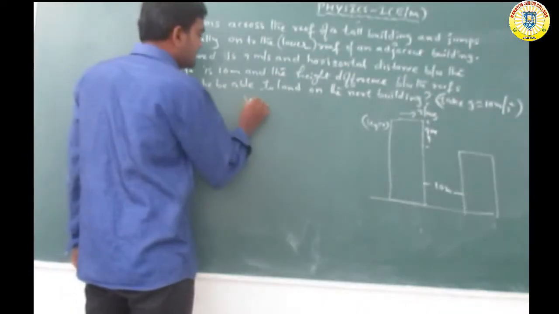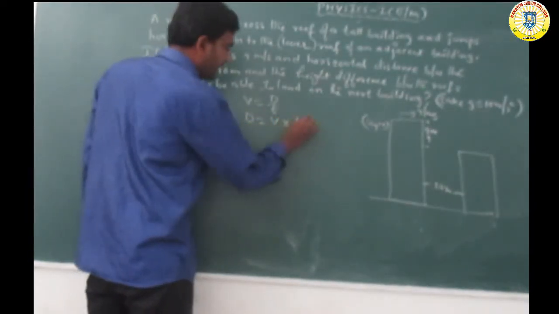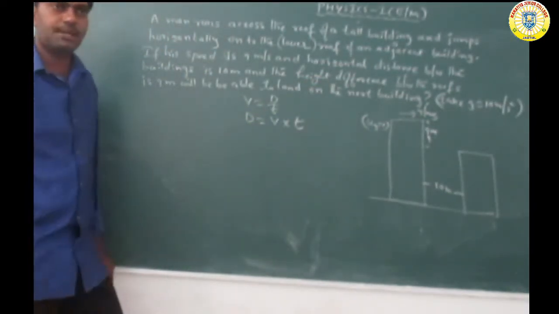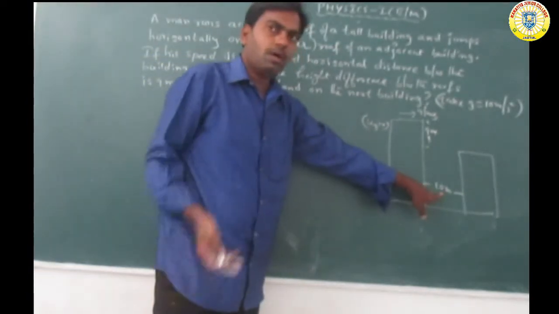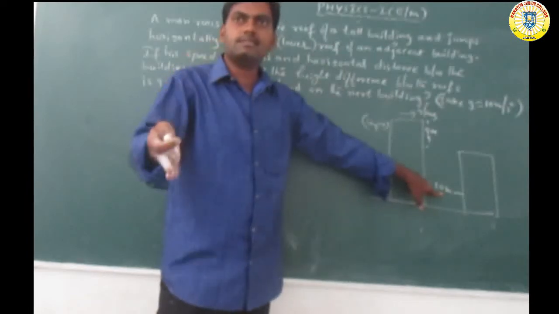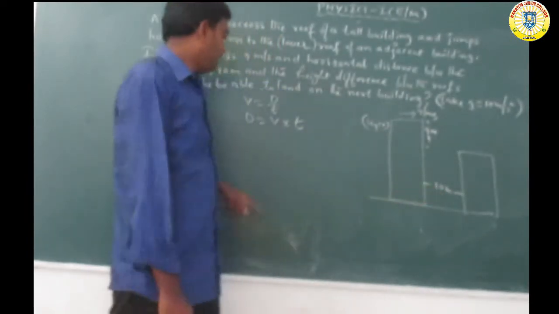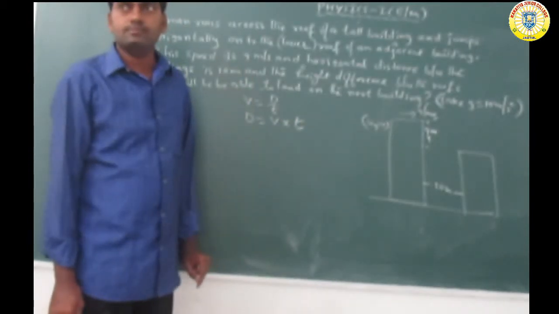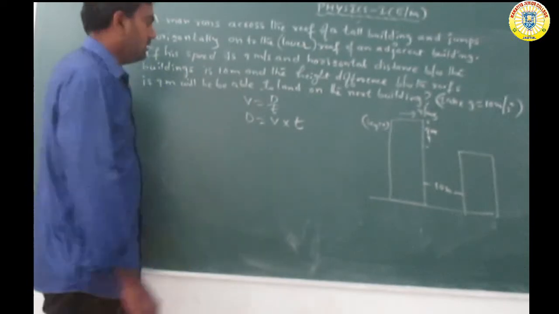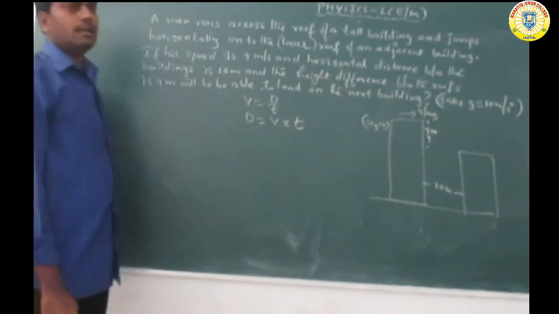Okay, so velocity is equal to distance by time. Distance is equal to velocity into time. Distance is already given, that is 10 meters. If it is more than 10 meters, it lands safely; if it is below 10 meters, it falls down. So here the distance d is equal to velocity into time. Velocity is already given, that is 9 meters per second.